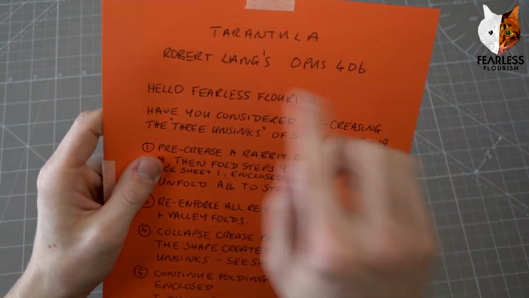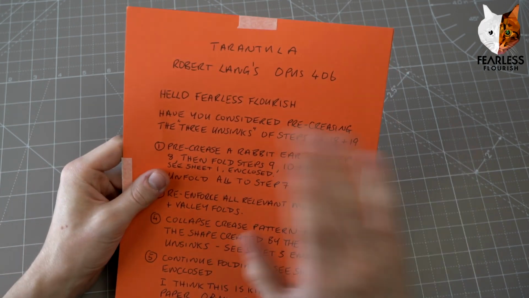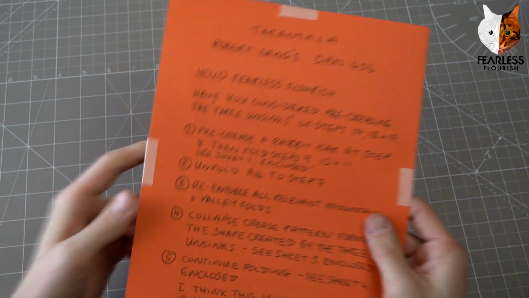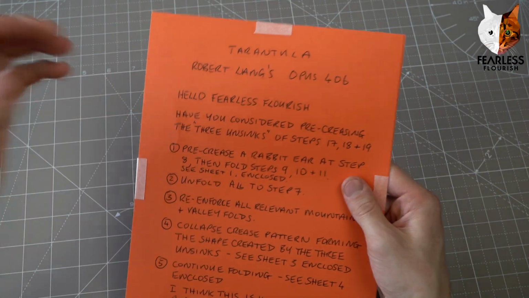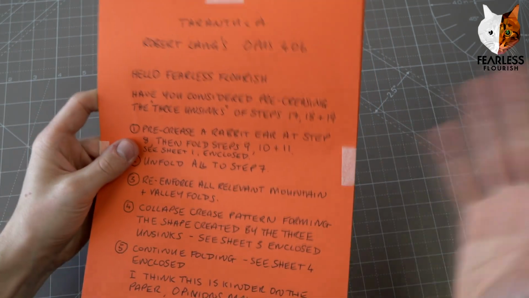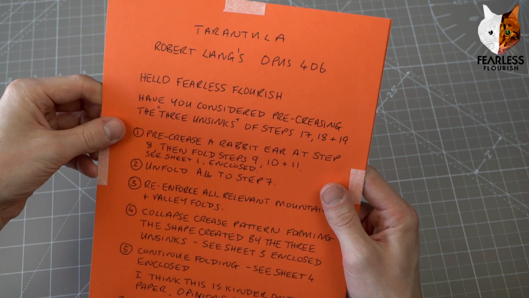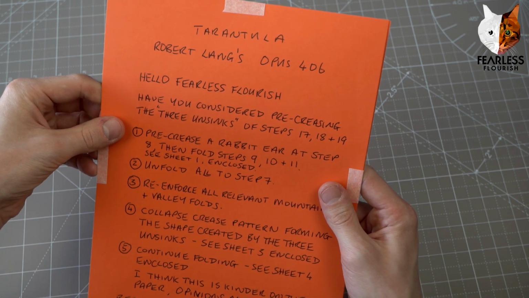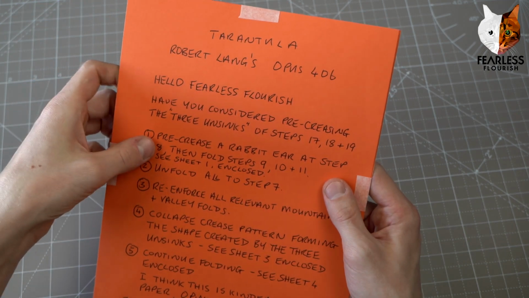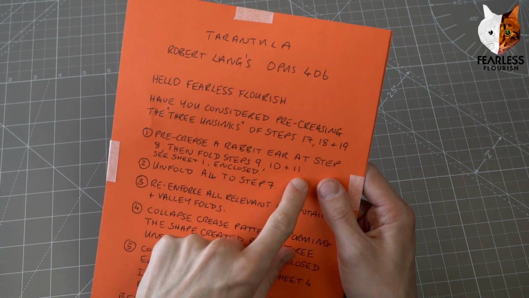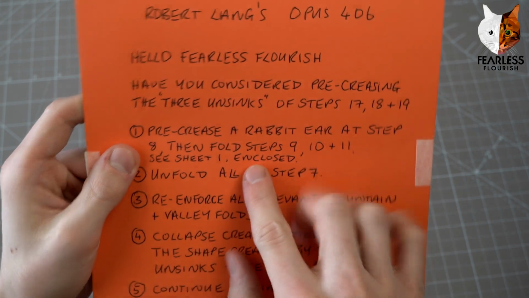So we have Tarantula, Robert Lang's Opus 406. Hello, Fearlessflourish. Now, before I continue, I just want to say I can finally read this handwriting. I know I've had troubles in the past reading people's handwriting because it's so unique, but I think I can read this. Hello, Fearlessflourish. Have you considered pre-creasing the three unsinks of steps 17, 18 and 19? Maybe for Robert Lang's Tarantula. Pre-crease a rabbit ear at step 8, then fold steps 9, 10 and 11. See sheet 1 enclosed.